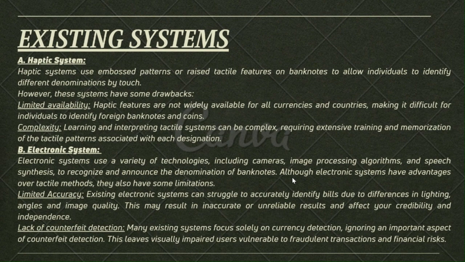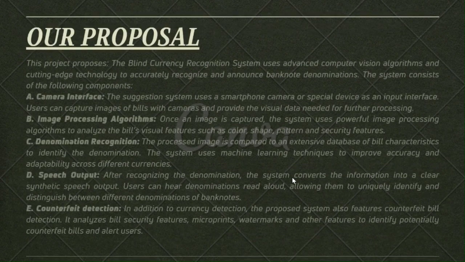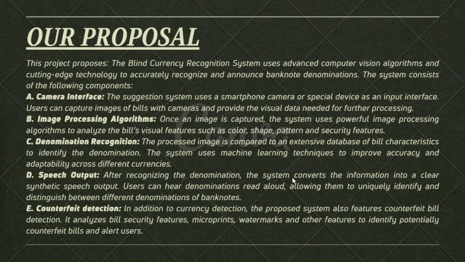Coming to the second system, it is electronic system. This is where technology comes into place. It includes image processing techniques and different models to train and be used for the detection of the currency. Also, they have limitations like limited accuracy and lack of counterfeit detection. So we have seen our existing systems and we have seen that counterfeit detection has been missing. So what we propose is also to include the counterfeit detection.